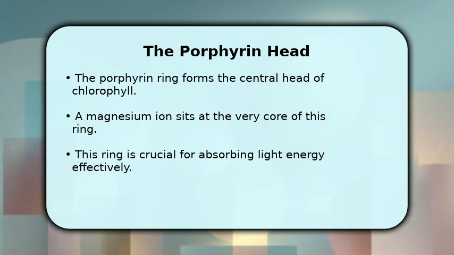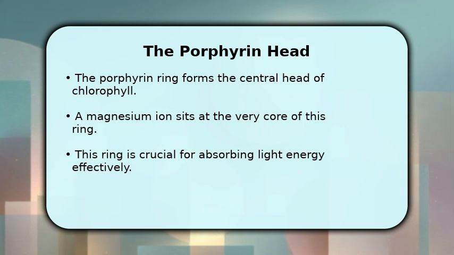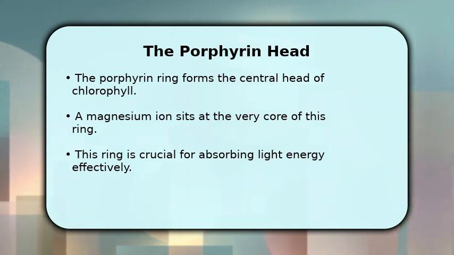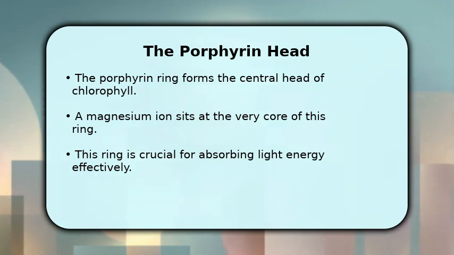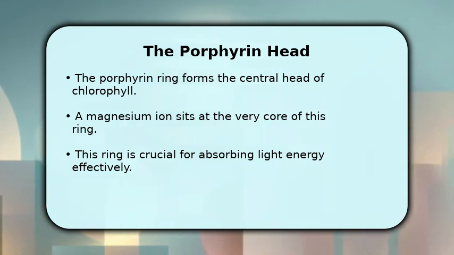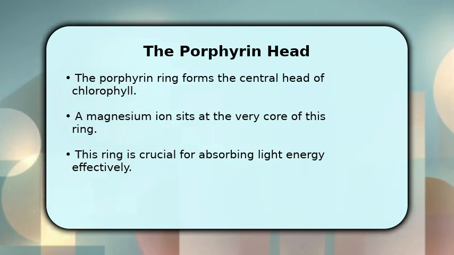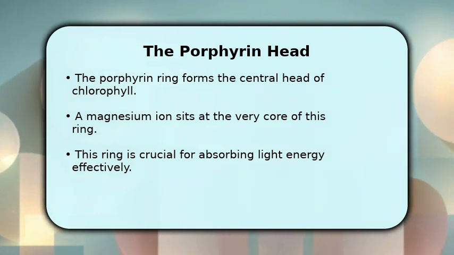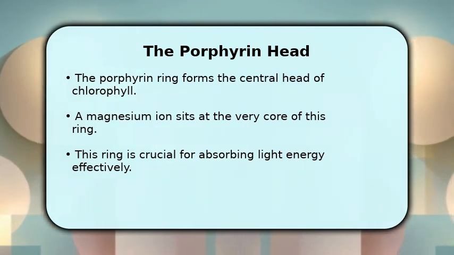First, let's examine the porphyrin ring, which acts as the head of the chlorophyll molecule. This intricate ring structure is where the magic happens, as it's responsible for capturing light. Right in the center, you'll find a single magnesium ion, playing a critical role in the molecule's function. This unique arrangement allows chlorophyll to efficiently absorb the light energy plants need.